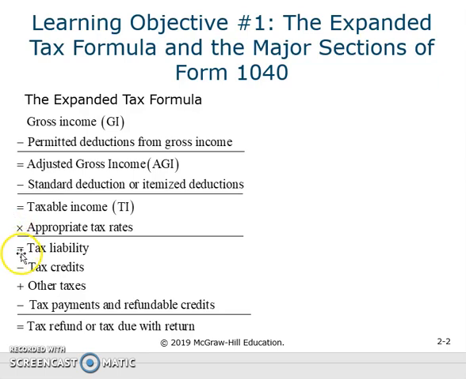To figure out our tax liability, we're going to multiply our tax rates by our taxable income, and that is calculated for you in either the tax tables or the tax rate schedules if the taxpayer earns over $100,000. From our tax liability, we'll subtract any tax credits that the taxpayer qualifies for, add in any additional taxes like self-employment tax or the healthcare related tax, and subtract any tax payments or refundable credits that the taxpayer is eligible for. And that'll give us our total tax refund or the tax that's due with their tax return.